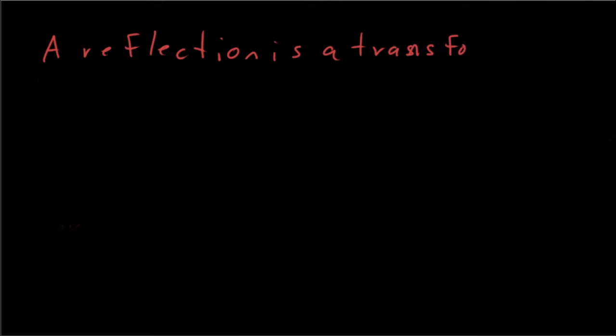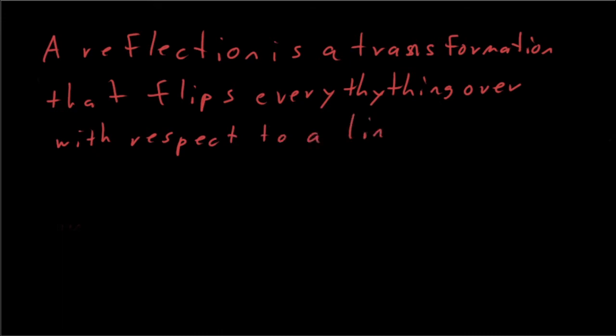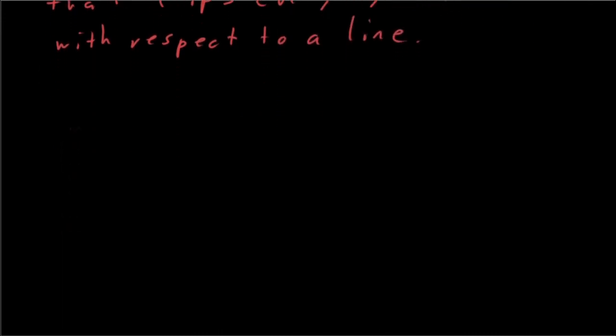Okay, so today we're going to talk about a special type of transformation known as a reflection. So a reflection is a transformation that flips everything over with respect to a line. Okay, so let's do an example.